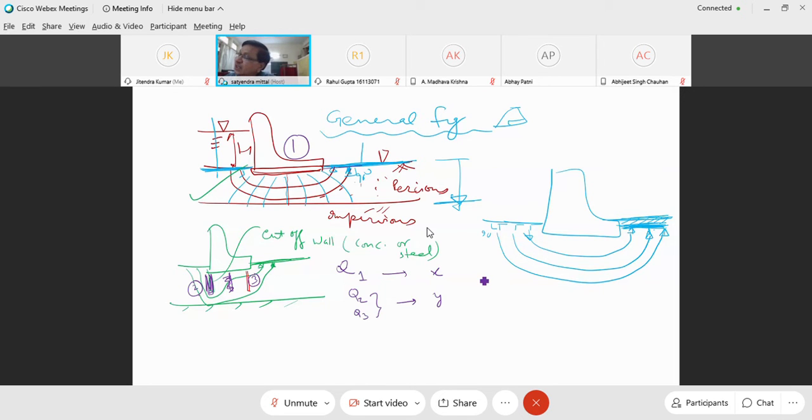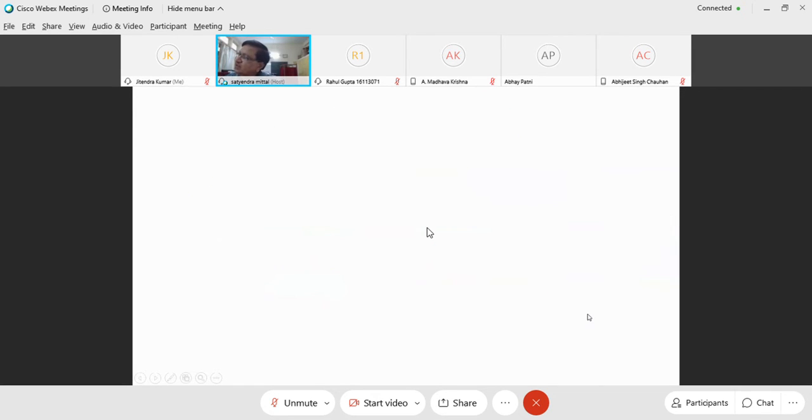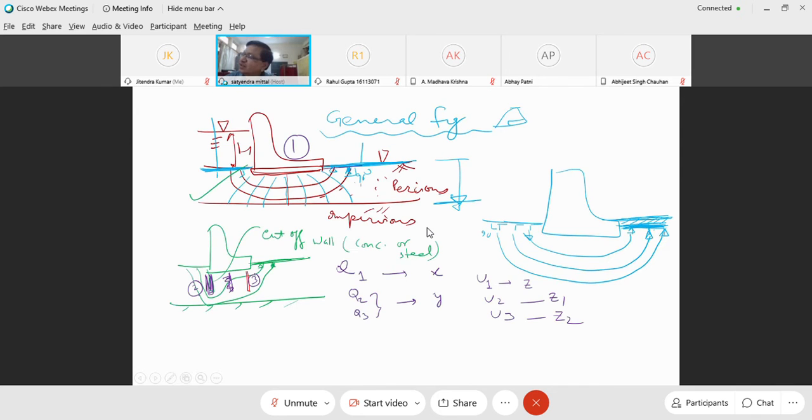But the uplift pressure in one case, say it is Z. In U2 and U3 it will be different, Z1, Z2, like this. Then there is one more term that is called exit gradient.